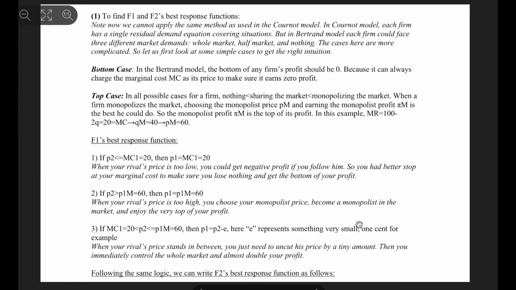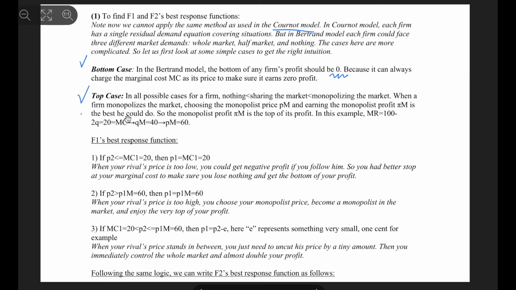So to answer, we have to find the response functions. Note now we cannot apply the same method as we used in the Cournot model because we have a different situation, right? We have the scenario: the bottom scenario in the Bertrand model is that the bottom of any firm's profit should be 0, because it can always charge its price at the marginal cost MC to make sure it earns 0 profit.